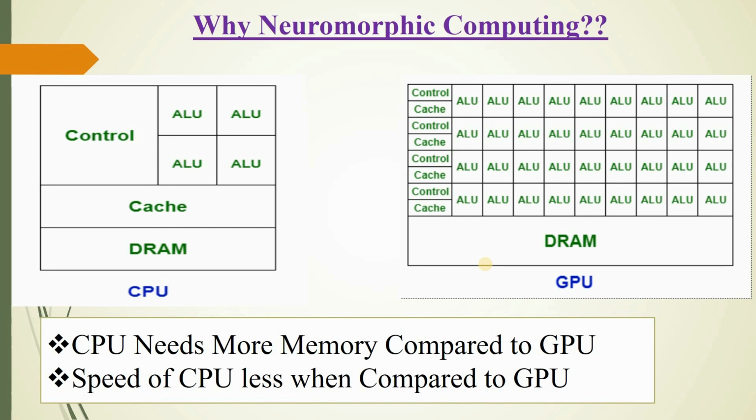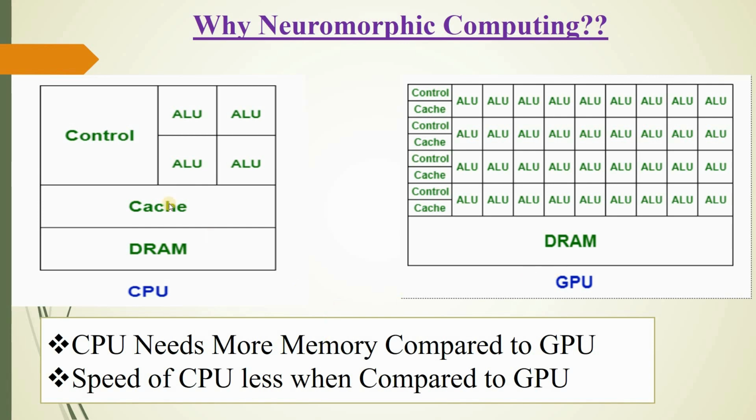Most of the advanced machines that you see now are using CPUs and GPUs. For high-speed applications, generally we prefer to use GPUs rather than CPUs. Why? Because a CPU needs more memory compared to a GPU, and the speed of a CPU is also less compared to a GPU. Here GPU means graphics processing unit, and CPU means central processing unit. So let's observe the architectures of CPU and GPU carefully.